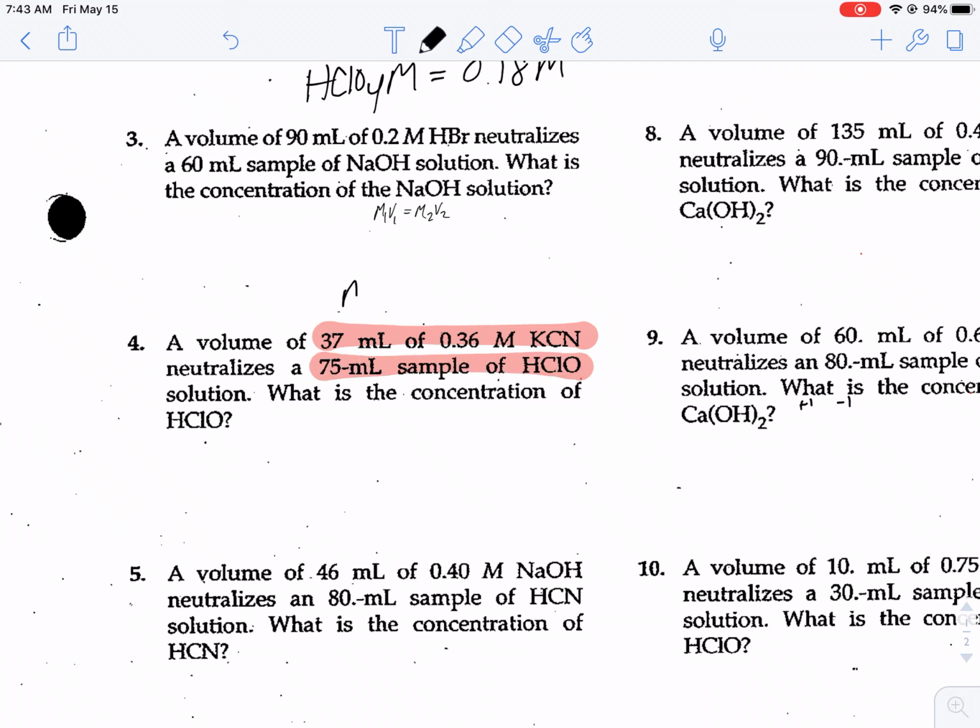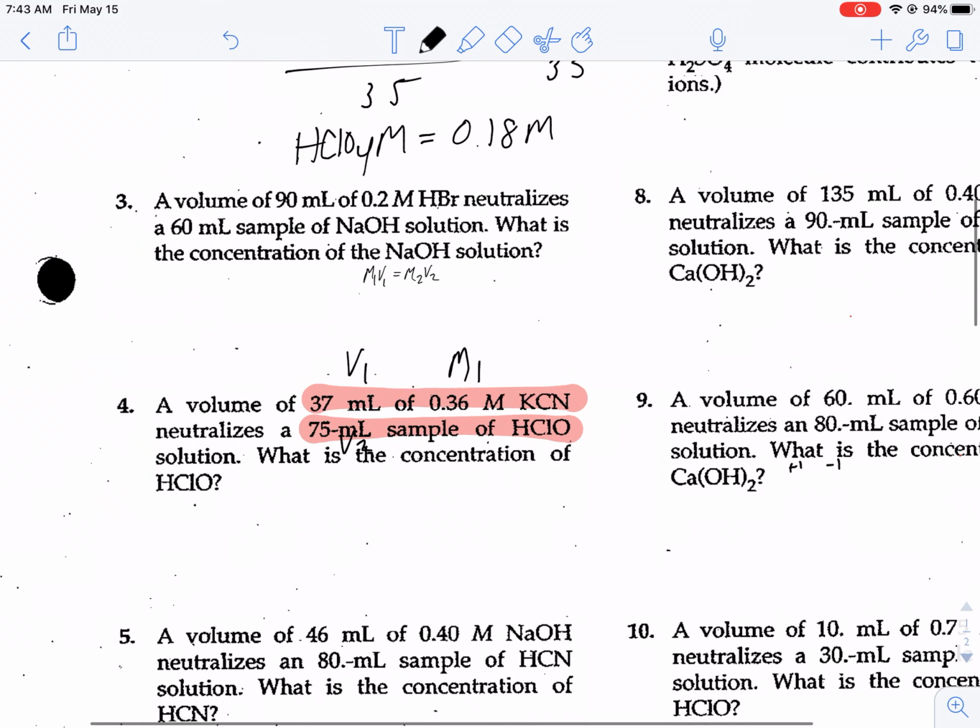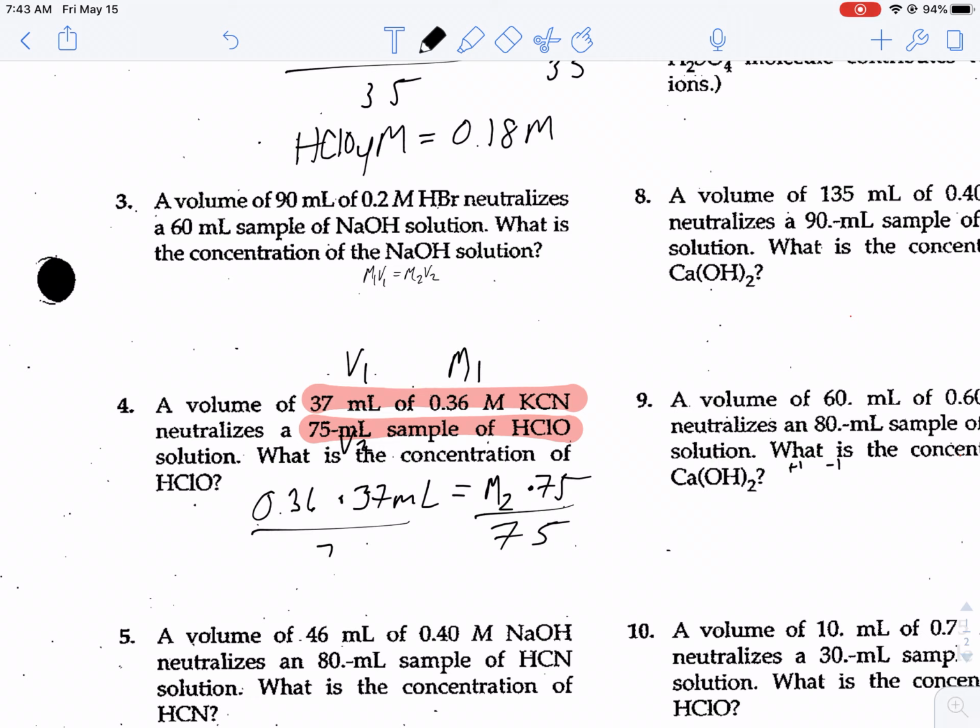So I still have an M1, a V1, and a V2. In this case, again, it's 0.36 times 37, and that's going to equal M2 times 75. Divide by 75, and my new molarity is going to equal 0.18.